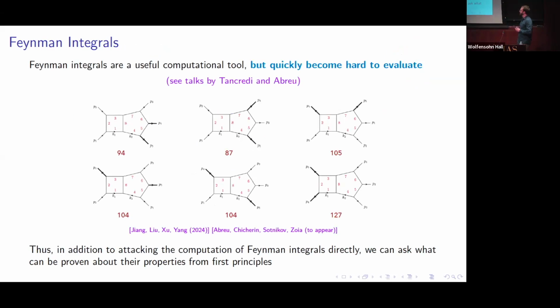to go back no further than our talks from yesterday, where we were reminded that Feynman integrals are very useful computational tools for carrying out the types of predictions in particle physics that we want to make, for instance, for LHC physics. But they quickly become very hard to evaluate analytically. So for instance, we heard about ongoing work to evaluate two-loop amplitudes involving just 5 particles and 2 external masses. And due to the difficulty of these calculations, it becomes reasonable to ask whether we can prove things about these types of integrals from first principles.